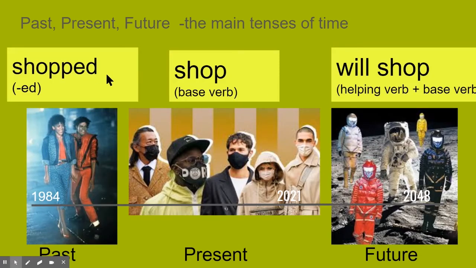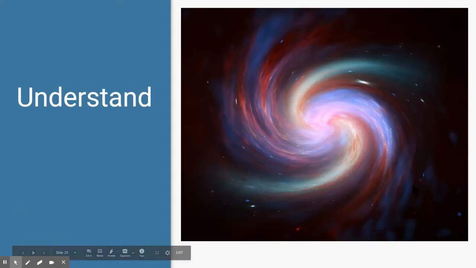So we have our past tense, shopped. We have shop and will shop for the future, where we will shop for spacesuits, apparently.